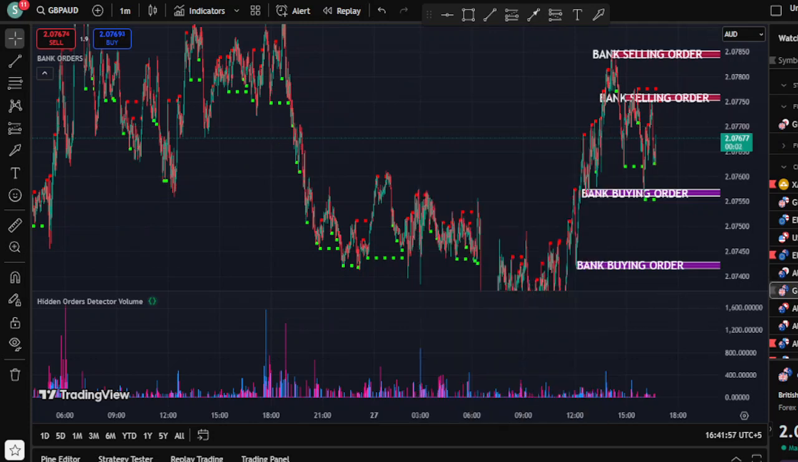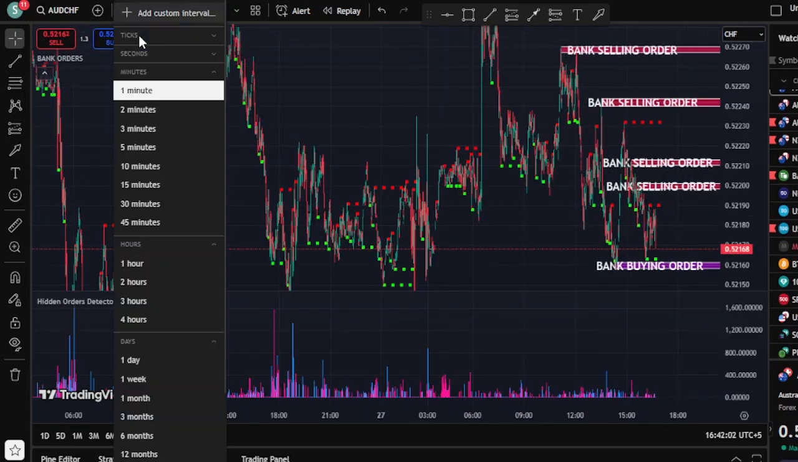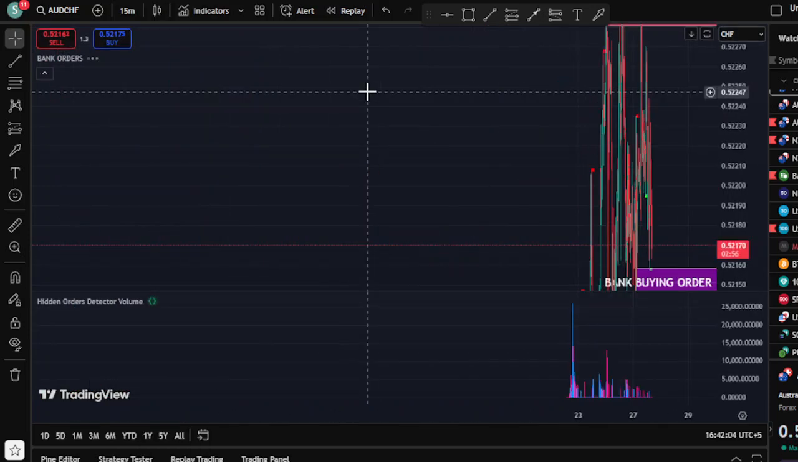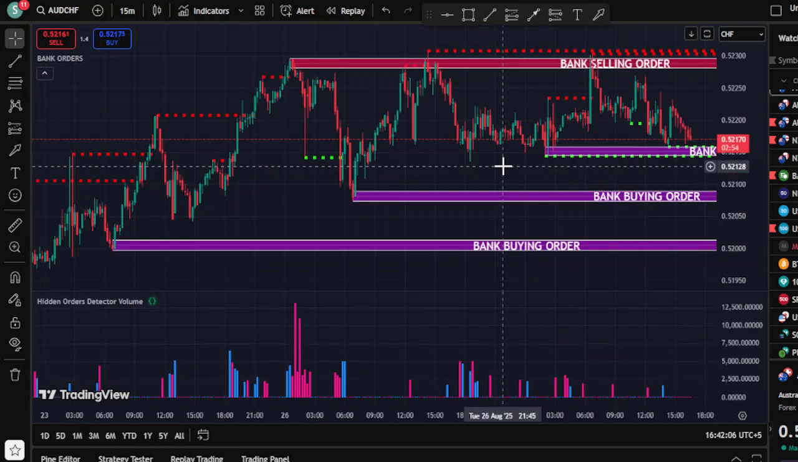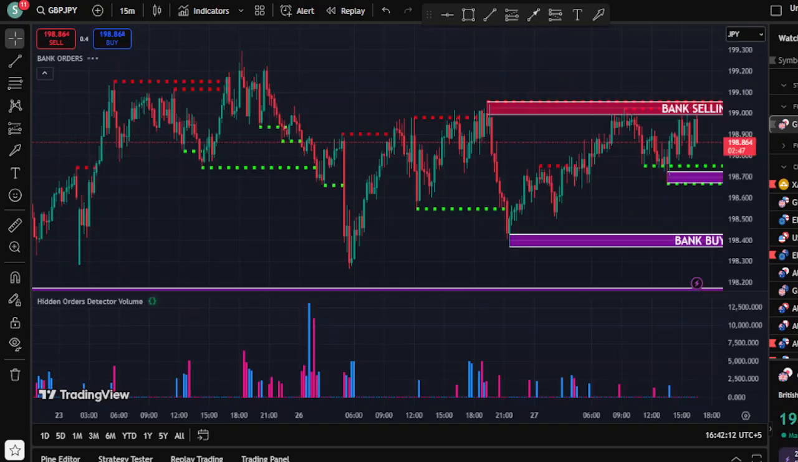So it's not a buy and sell signal. You need to understand what's actually going on. Now I'm going to take my time frame to, let's say, 15 minute. So let's analyze. Now just look at this one. Ultra high volume, then you see the price is down. Let me show you more.